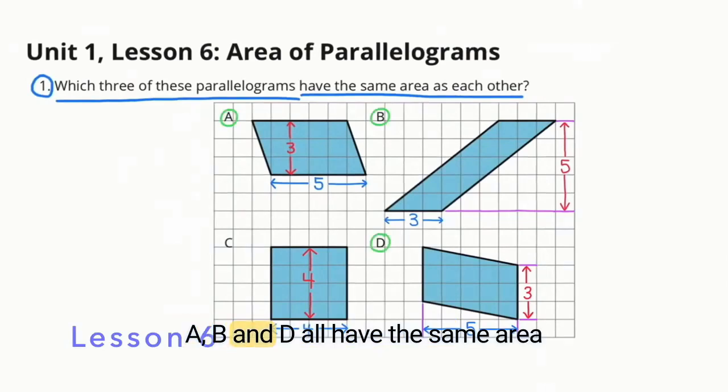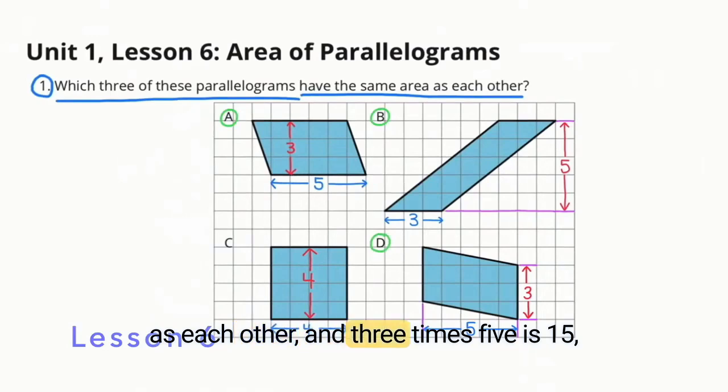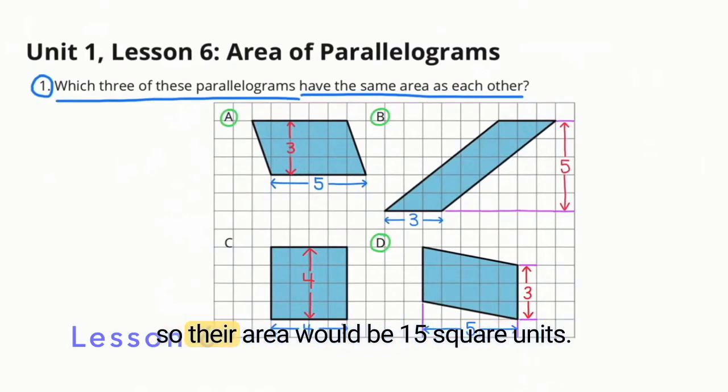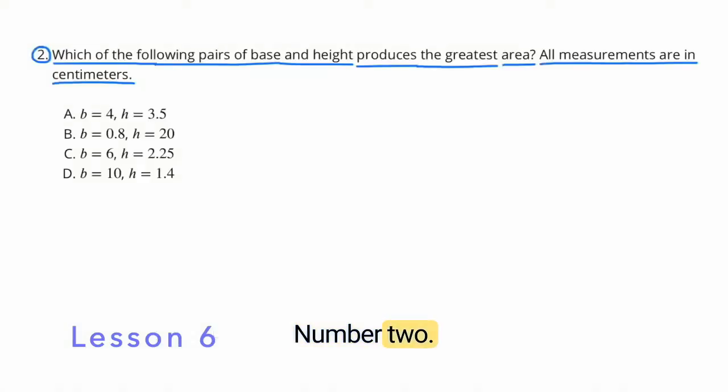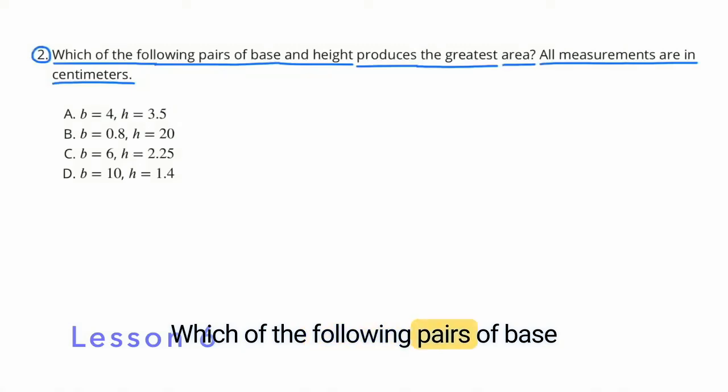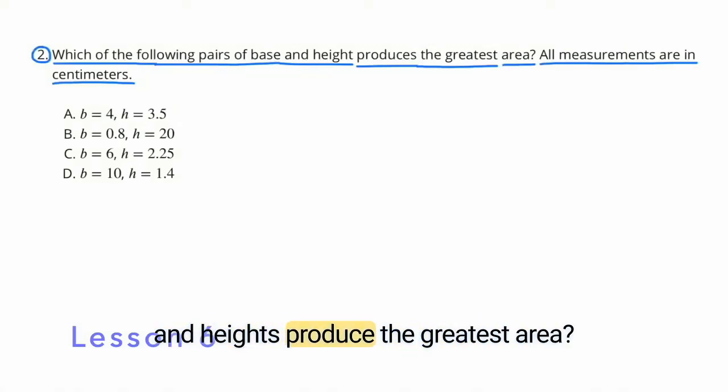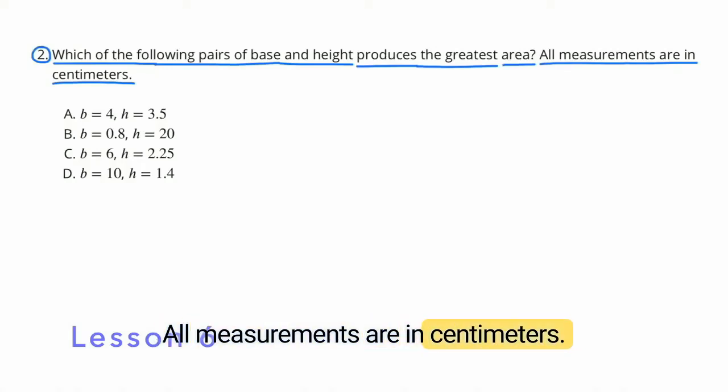Parallelograms A, B, and D all have the same area as each other. And 3 times 5 is 15, so their area would be 15 square units. Number 2. Which of the following pairs of base and heights produce the greatest area? All measurements are in centimeters.